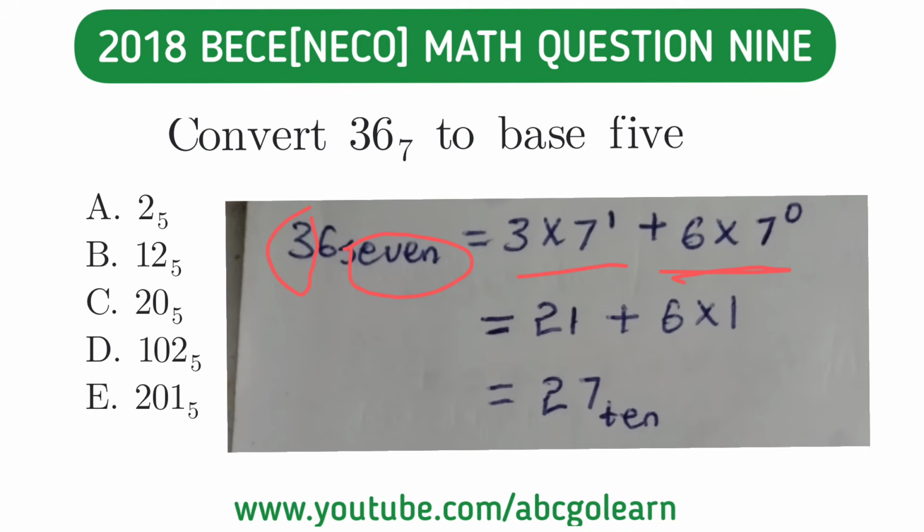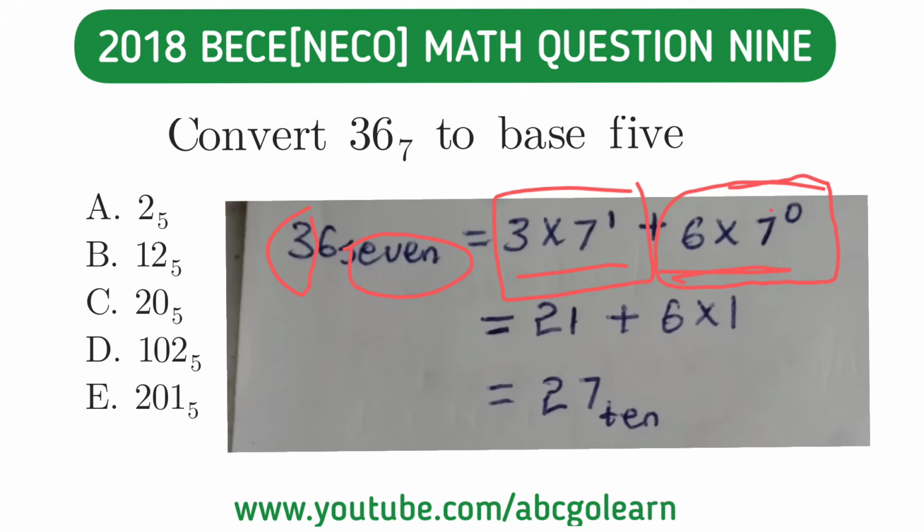The next thing we are going to do is to add the power from the last group. This is the last group here. Don't forget, you will add the power to the base, to 7. You start from 0, so this is 7 raised to power 0. Then you go to the next one, which is 7 raised to power 1. If there is still another group, you will say 7 raised to power 2 and the likes.